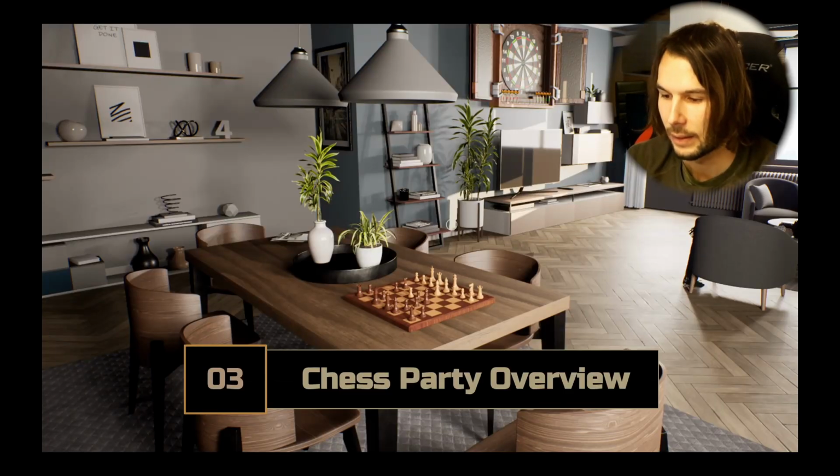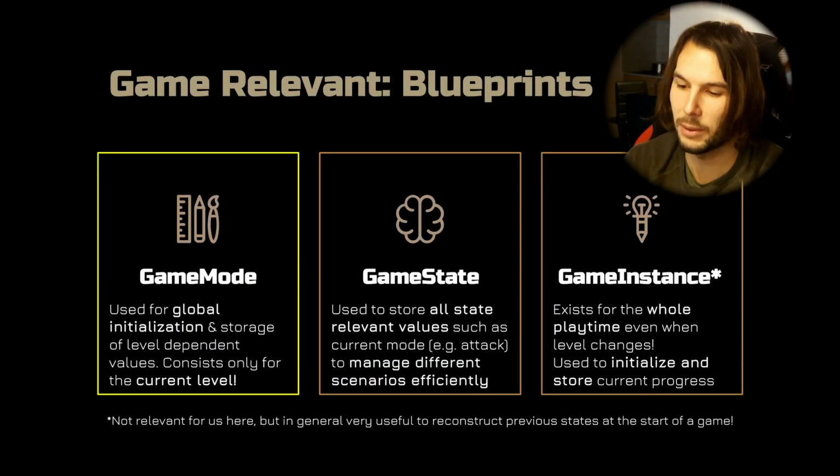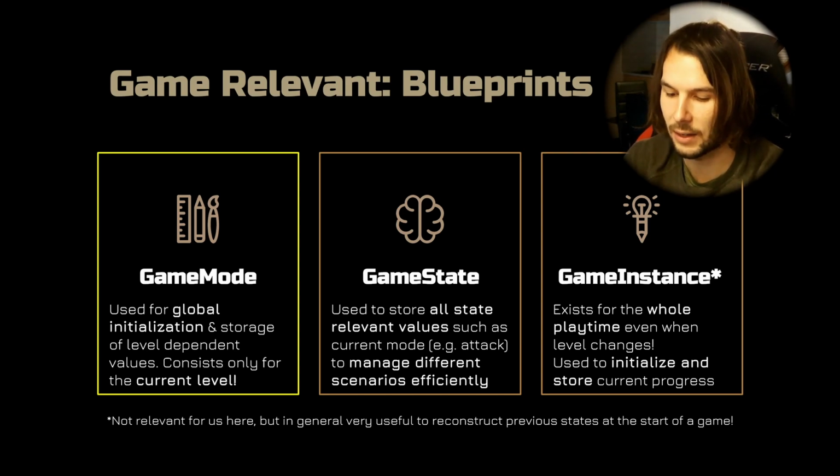Well, then let's go to the chess party overview. The chess party overview is quite simple, and we have, first of all, always in Unreal Engine game relevant blueprints. Those are the game mode, the game state, and the game instance. Let me quickly enable the laser pointer here.